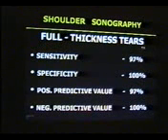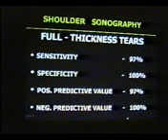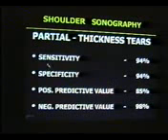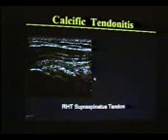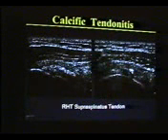For full thickness tears, the sensitivity is 97%, specificity is 100%, positive predictive value is 97%, and negative predictive value is 100%. For partial thickness tear, the sensitivity is 94%, specificity 94%, positive predictive value is 85%, and negative predictive value is 98%. Here we have a case of tendinitis.